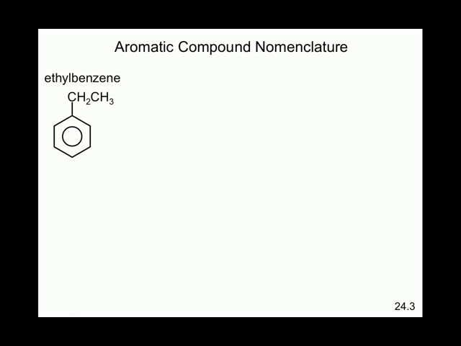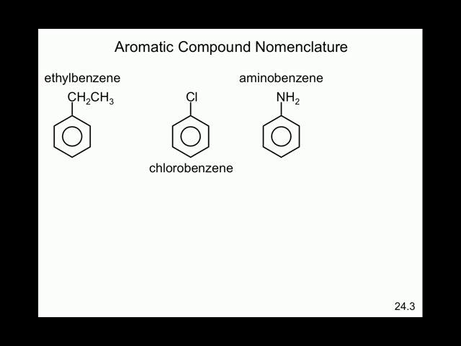Now, here are some different types of aromatic hydrocarbons. We have ethylbenzene, so we have an ethyl group attached to the benzene molecule. We can have chlorobenzene, here's a chlorine atom attached. We can have aminobenzene, here's the amine group attached to it. We can have nitrobenzene. Now notice I didn't bother saying 1 or 2 or 3, and that's because there's only one of these groups attached.